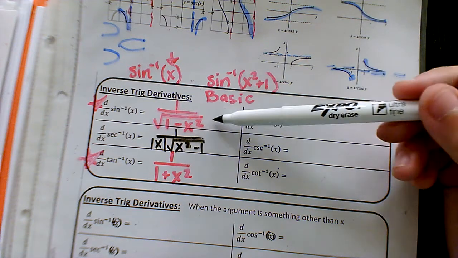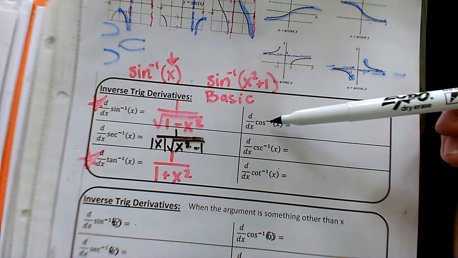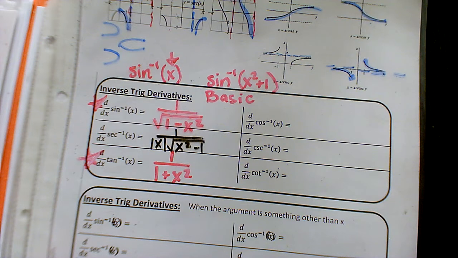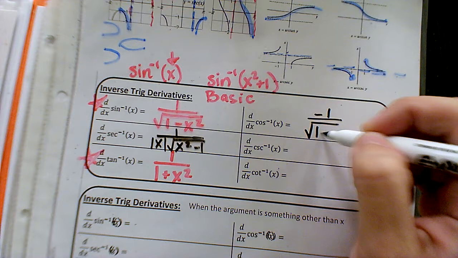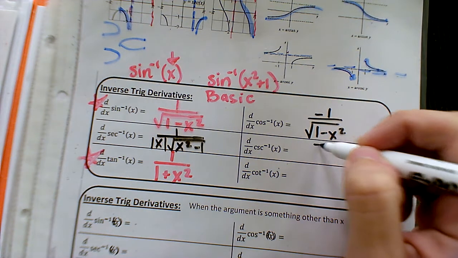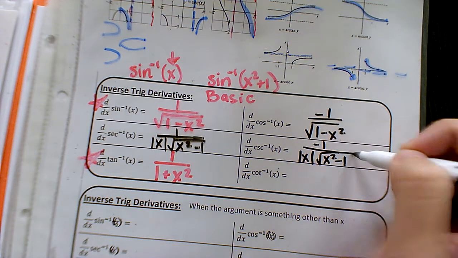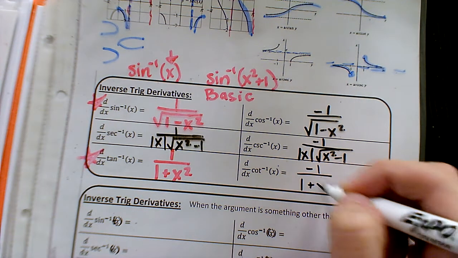Now, let me ask you this. If we can use these as the shortcuts for inverse sine, inverse secant, inverse tangent, what do you think the co derivatives are going to look like? Can we use a previous pattern that we may have seen before with trig functions? They're negative. So inverse cosine would be negative 1 over the square root of 1 minus x squared. Cosecant inverse, negative 1 over absolute value of x, square root of x squared minus 1. And cotangent, negative 1 over 1 plus x squared.